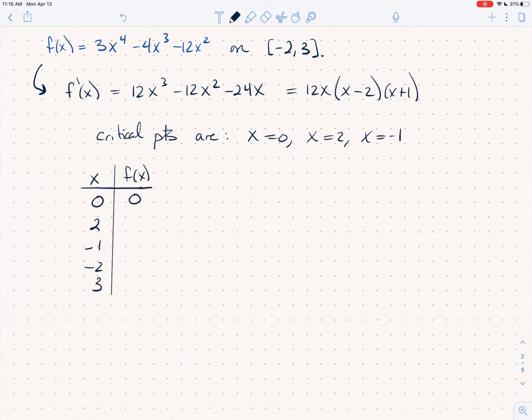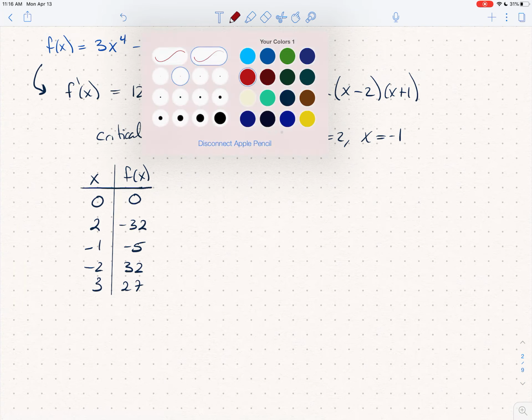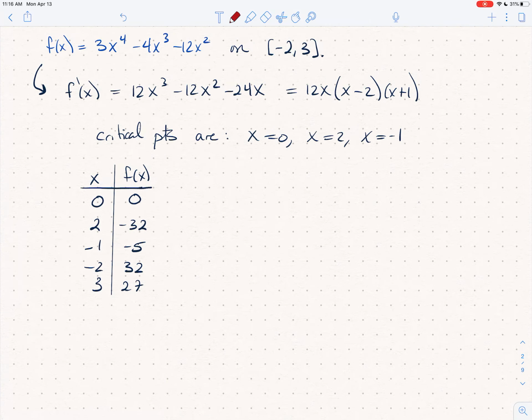I'll do the computations for you here. I plug in 2, I get out negative 32. I plug in negative 1, I get out negative 5. Negative 2, I get out 32. 3, I get out 27. And so quite literally at this point, you're just going along and you're looking for the largest y value and the smallest y value. So the largest one is here at 32, and the smallest one is at negative 32.